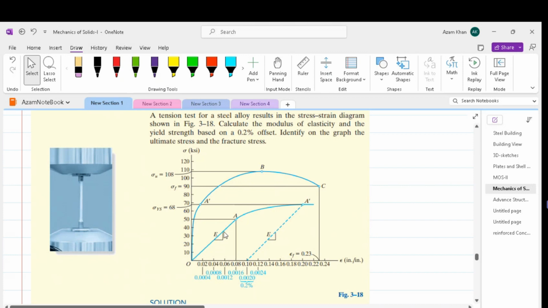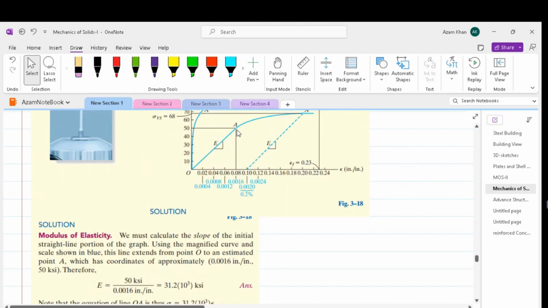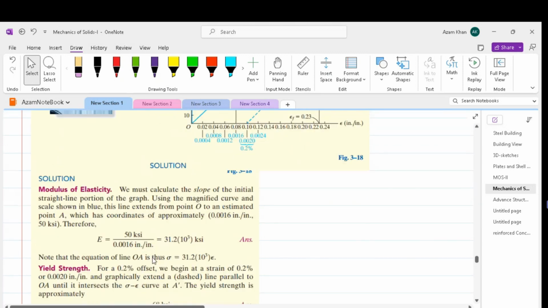This second curve is actually a zoomed in version of the same curve. So we have tried to zoom in on this region which covers the proportional limit and the yield point so that we can easily find out the modulus of elasticity and also the yield point. We can see that the proportional limit is at approximately 50 ksi. At this point, the strain is 0.0016. Thus, we can divide 50 by 0.0016 and get our modulus of elasticity.